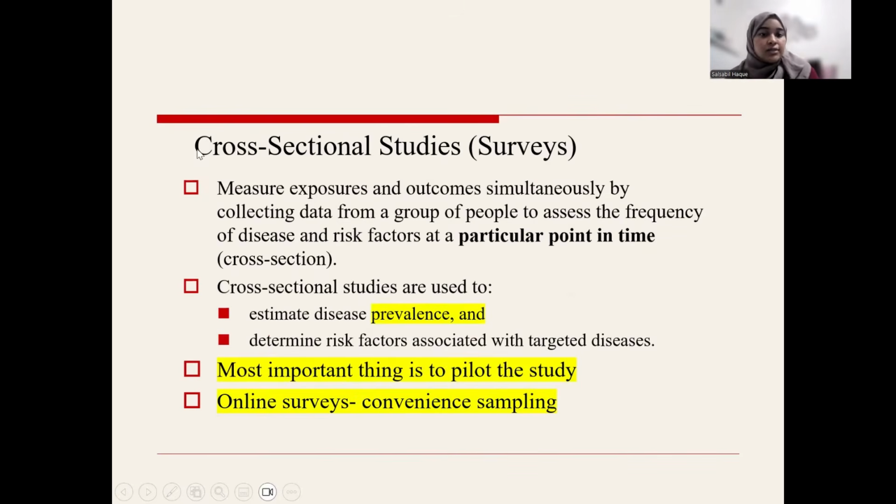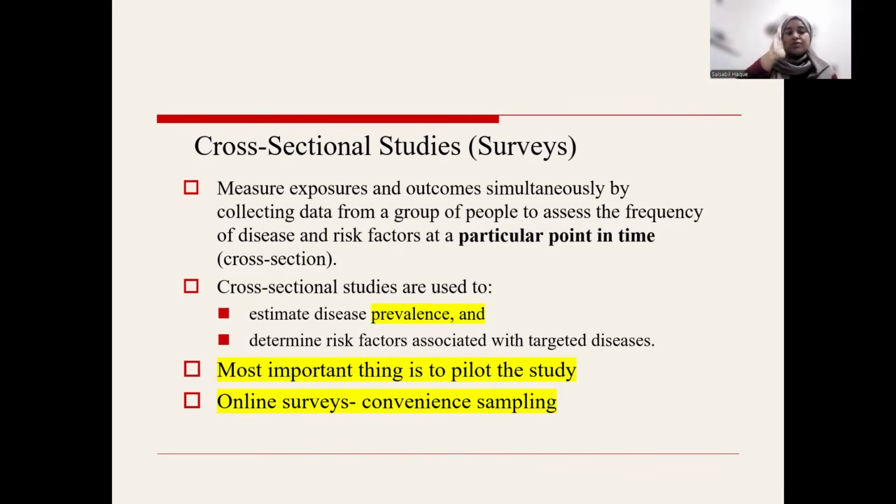All right, cross-sectional studies, as I mentioned, it's kind of a snapshot kind of study. It measures risk factors, disease, frequency of disease, prevalence, keyword prevalence. I've seen that a lot in the exam as well. And risk factors, prevalence, frequency of disease at a particular point in time. That's very, very important. Okay?